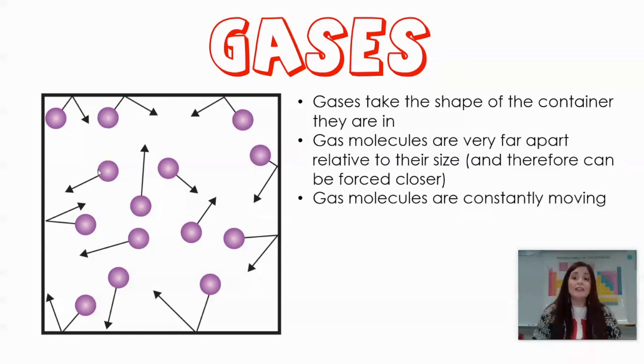Particles of a gas are constantly moving. So because gas particles are constantly moving, you'll see here that there are arrows in this image. The reason why we have all of these arrows is to show that these gas particles are moving. This is why gas particles diffuse throughout the room.